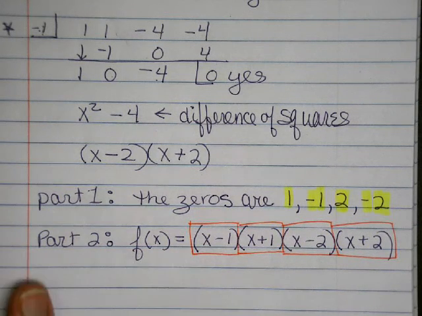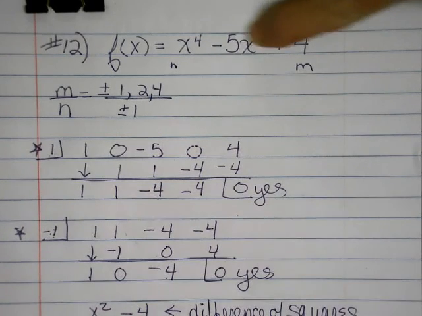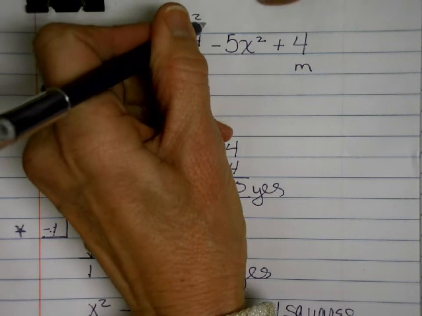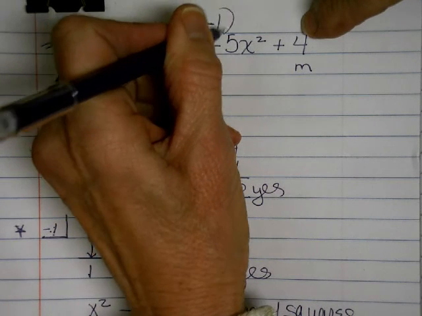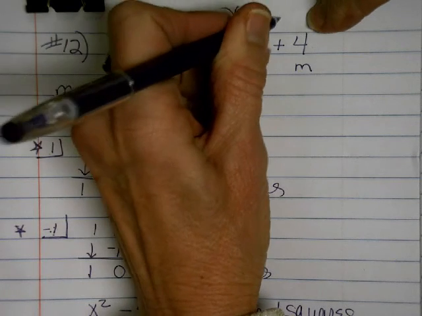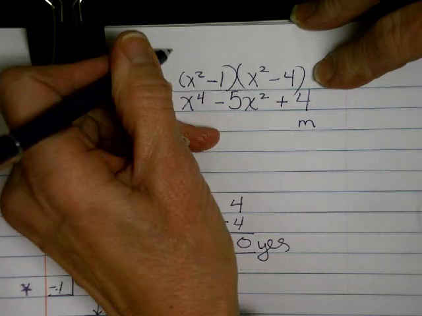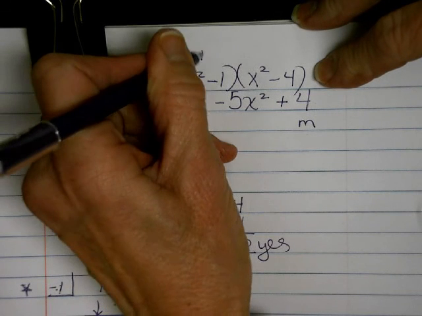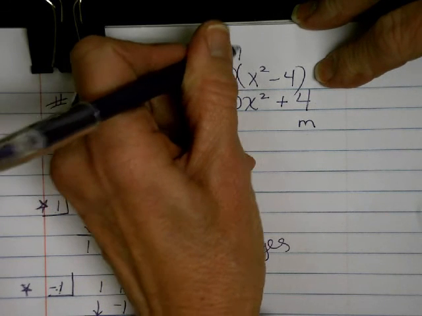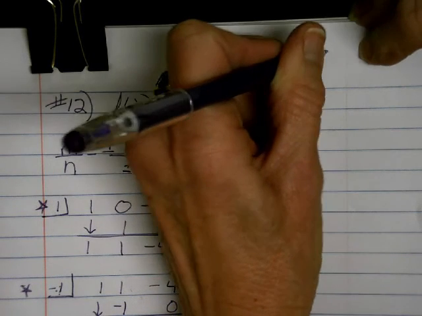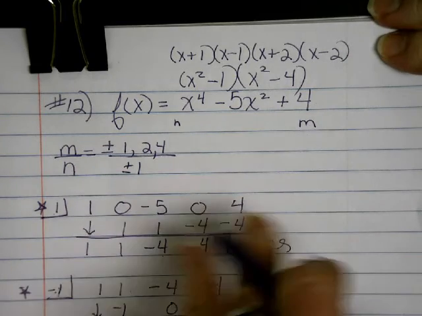That was fun. Now you know what, I'll go ahead and show you. If you notice, this can be factored into x squared minus 1 times x squared minus 4. See? Then you could have factored it to x plus 1, x minus 1, x plus 2, x minus 2.